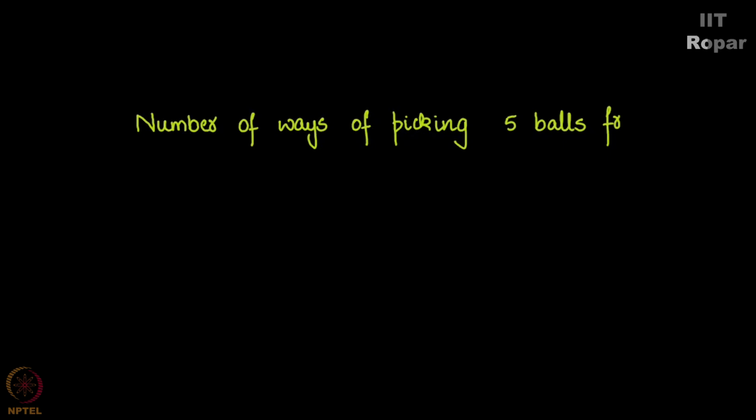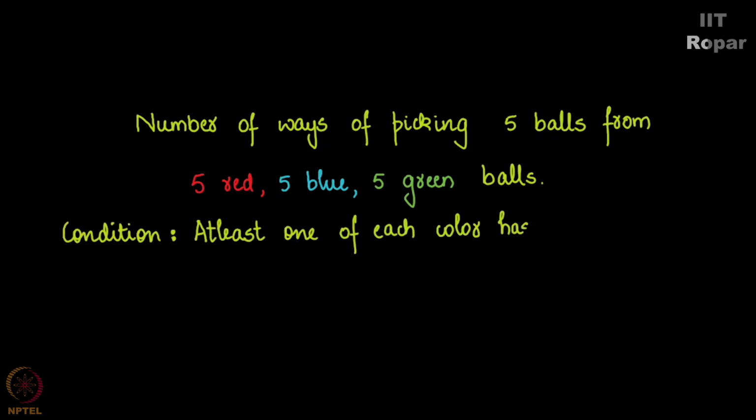In the previous video, the professor had posed a question on the number of ways of picking 5 balls from the given 5 red, 5 blue and 5 green balls. The condition was that at least one of each color has to be picked. At the end, the professor also gave you an answer, in the sense that he told you to observe the connection between the coefficient of some term in a polynomial and the answer for this question. Well, let us just write down things properly and see if we can solve it.